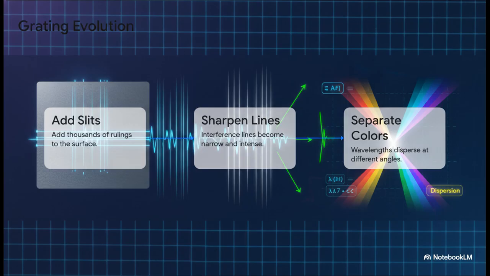Here's how it evolves, step by step. Step 1, we carve thousands of microscopic rulings onto a surface. Step 2, because we have so many sources of light interfering all at once, the bright fringes don't just get a little sharper, they become incredibly narrow, super intense lines. Step 3, because the angle of these sharp lines depends heavily on the wavelength, different colors of light are thrown out at completely different angles. We call this separation, dispersion. We are quite literally slicing white light wide open to look at its genetic makeup.